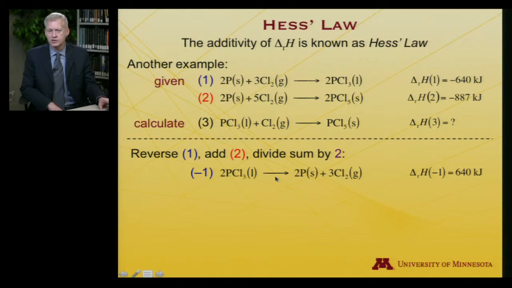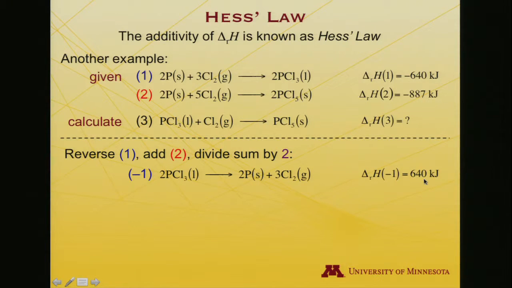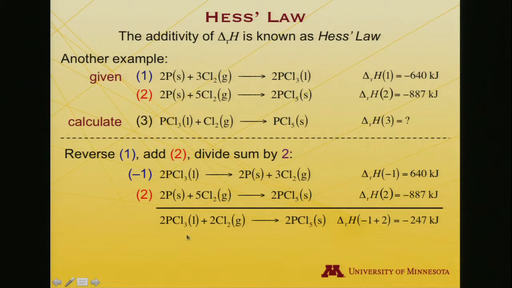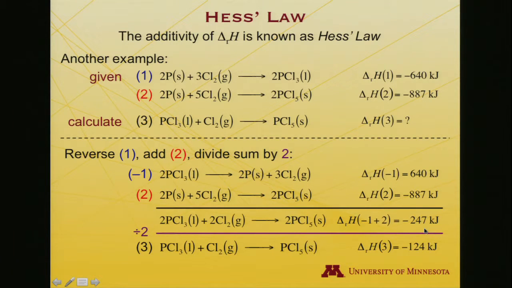I reverse reaction 1. So now the enthalpy is not negative, it's positive. I'm running it in the other direction, 640 positive. I add reaction 2, minus 887. That gives me this equation. There's a factor of 2 in front of all my reactants. It's minus 247 kilojoules. I divide by 2 so that I only have 1 mole on each side. Minus 124 kilojoules for phosphorus trichloride liquid plus chlorine gas goes to phosphorus pentachloride solid.